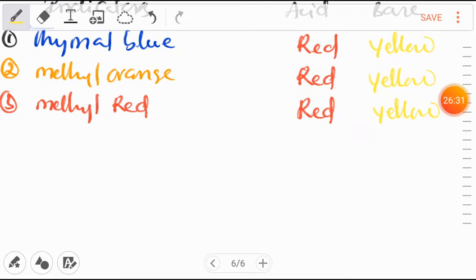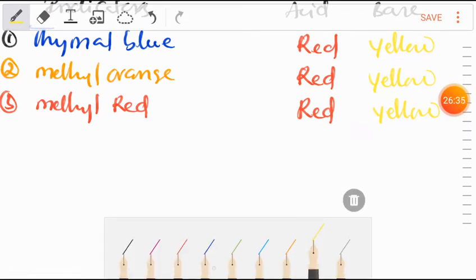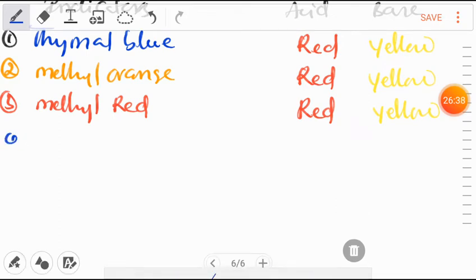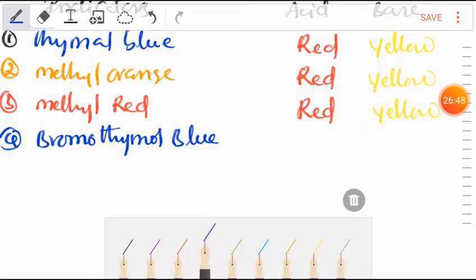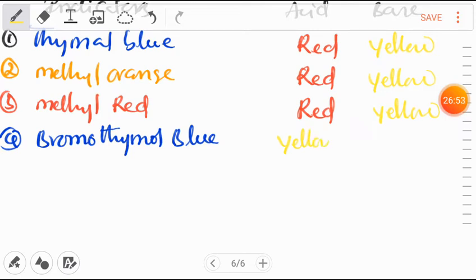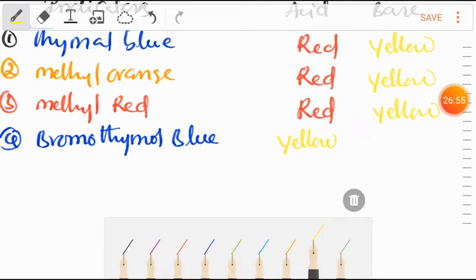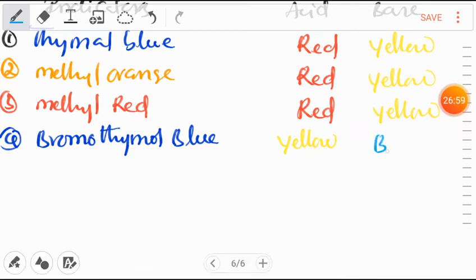Next one, bromothymol blue. So fourth one, bromothymol blue. It is somewhat different. In acidic medium it gives yellow, in basic medium it gives blue.